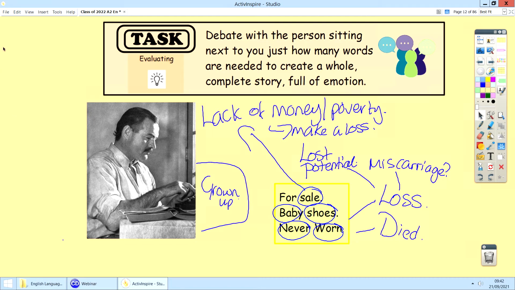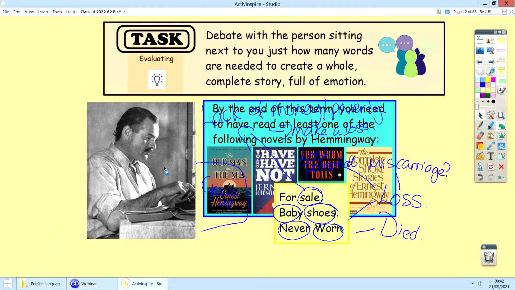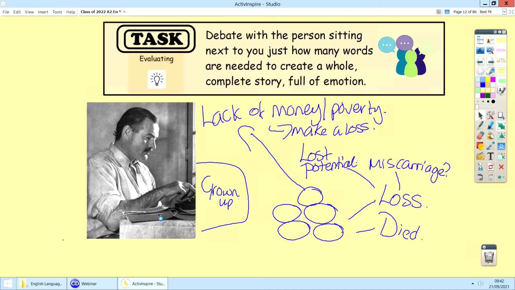So Ernest Hemingway. I'm going to click this here and it will open up a document. It will open up a list of his books, actually, because the document's at the bottom. I'm lying. By the end of this term, you need to have read at least one of the following books: The Old Man and the Sea, To Have and to Have Not, For Whom the Bell Tolls, or The Complete Short Stories. I have read this one. It's fantastic, The Old Man and the Sea. It's a brilliant book, but read one of these. It's really good for you. And then let's have a look at, oh no, the document doesn't open on this one. It must be the next one.